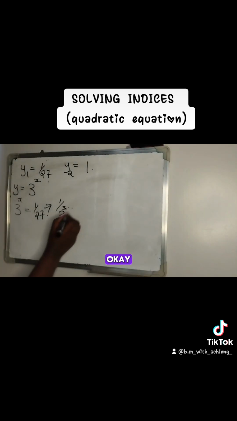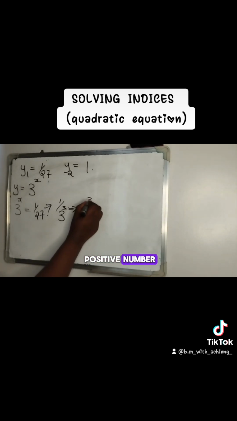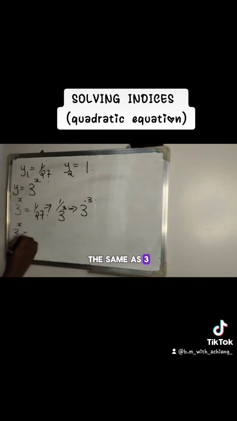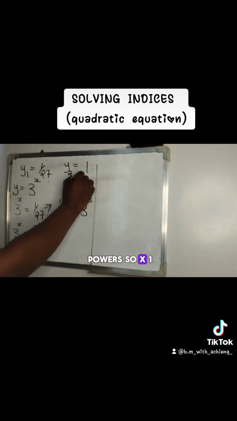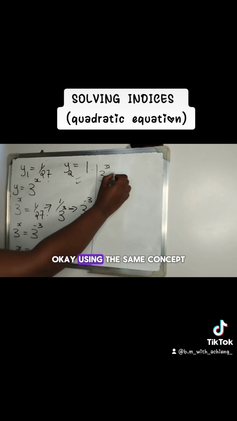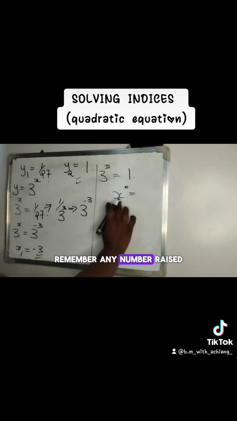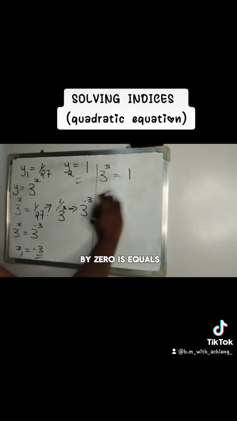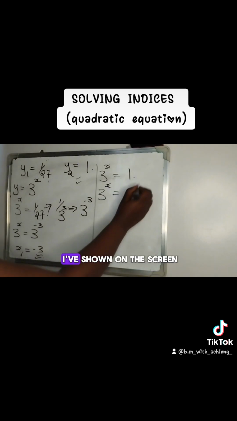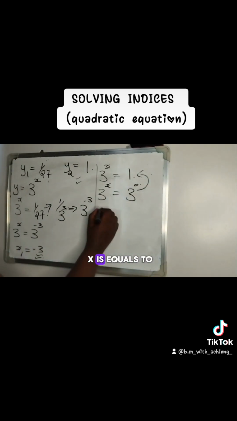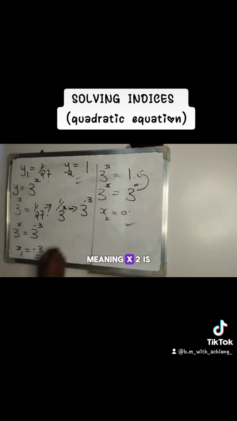Okay, so 1 over a positive number, we can change it to its reciprocal. That is the same as 3 raised to power negative 3. Okay, so 3 raised to power x is equals to 3 raised to power negative 3. Clearly they're under the same base. We'll pick the powers, so x1 is equals to negative 3. Okay, using the same concept, let's find the second one. So 3 raised to power x is equals to 1. Remember, any number raised to power 0 is equals to 1. That is the law of indices, as I've shown on the screen. So this is the same as saying 3 raised to power x is equals to 3 raised to power 0, meaning x2 is equals to 0. And those are the two possible values of x, and that is how we solve for that equation.